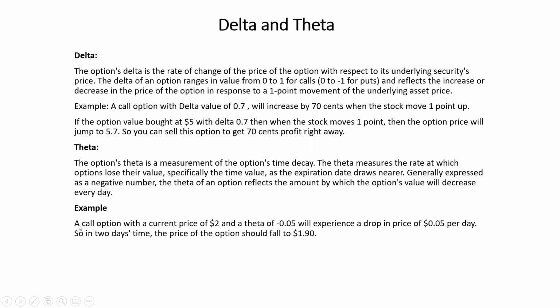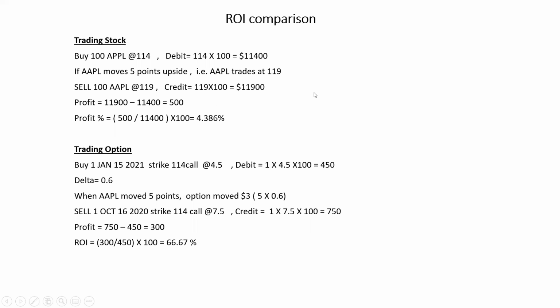Suppose an option at $2 with theta of -0.05 will experience a drop of 0.05 per day. So the closer to expiration, the more the theta will be. That means you'll lose more value. Like delta, if the stock moves, delta increases your value. But if you don't have enough days, then theta decreases the value by day. I'll come back to that point and show you that. So the theory is a little bit heavy sometimes.